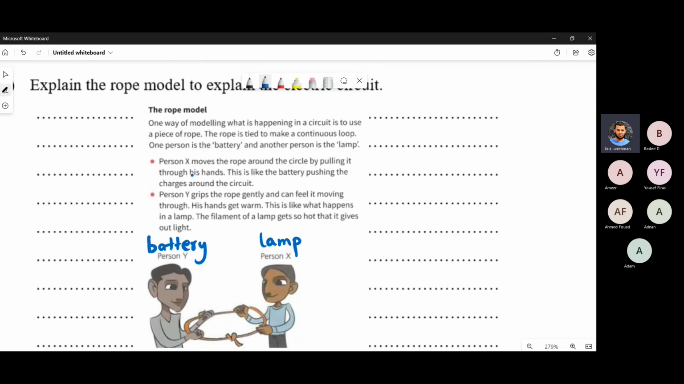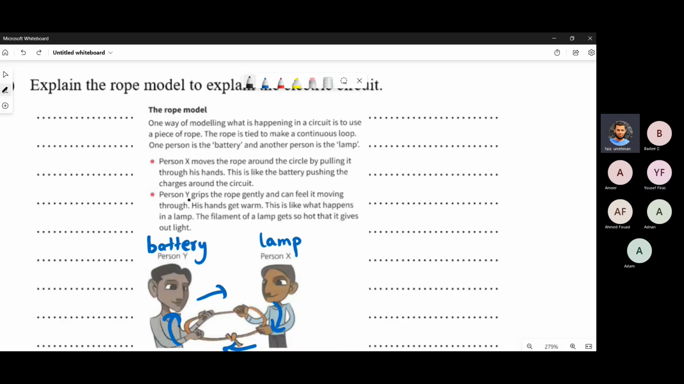Okay, let's continue. So person X moves the rope around the circle by pulling it through his hands. This is like the battery pushing the charges. This activity is very good. These guys are moving the rope in this direction. So this knot is here. After some time, what will happen? The knot will be here. Then after some time, the knot will be here. Then after some time, the knot will be here. So it's rotating. This is like a battery pushing the charges.